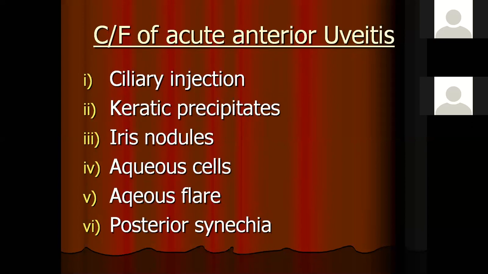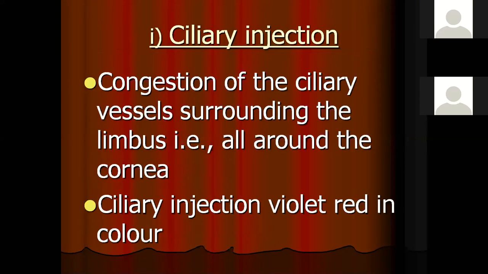Take one by one. What is ciliary injection? It is the congestion of the ciliary vessels all around the limbus. Limbus is the portion or the junction between the cornea and the sclera. So there is congestion of ciliary vessels around the limbus, and it is violet red in color, not bright red, which is seen in conjunctivitis, but ciliary injection is violet red in color.